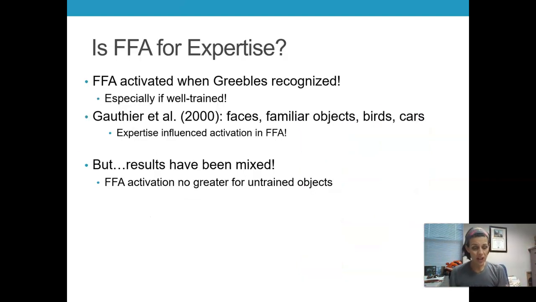What about the fusiform gyrus? What role does it play in expertise? Gauthier and colleagues did find that the fusiform gyrus is activated when greebles are recognized, especially if you are well trained to recognize greebles. Gauthier and colleagues also found that expertise with faces, familiar objects, birds, or cars will actually influence activation in the fusiform gyrus. But not everybody has found this. Some people have reported that fusiform gyrus activation is no greater for untrained objects.